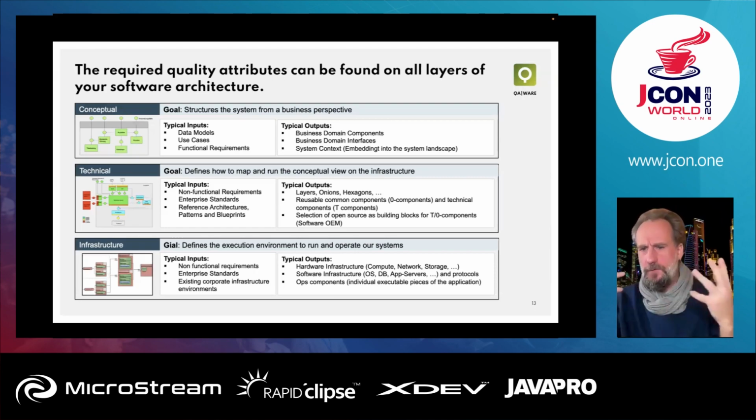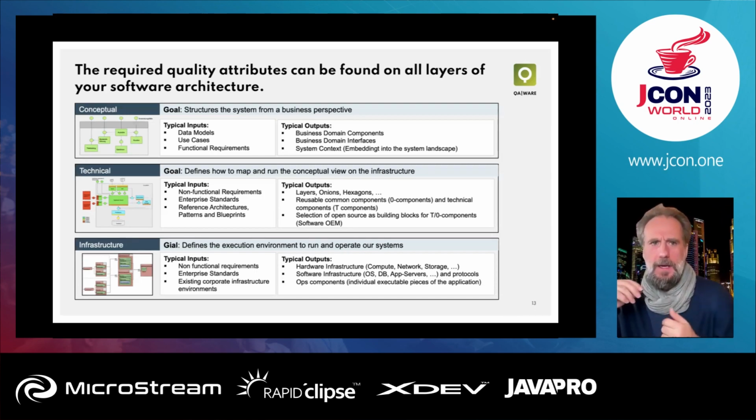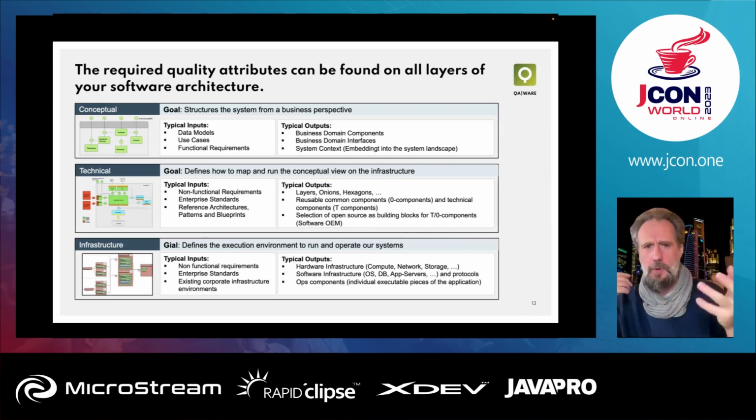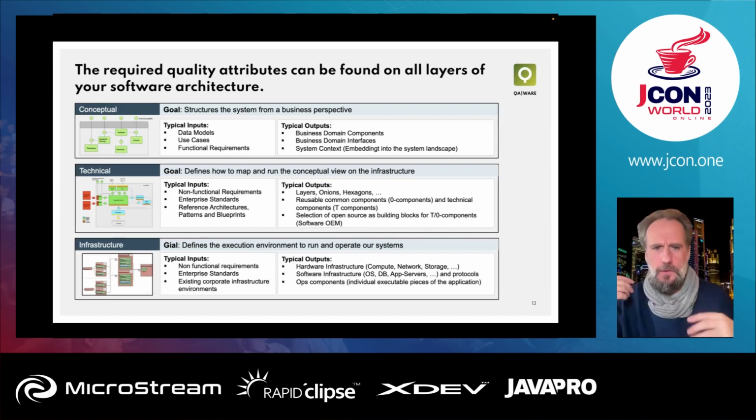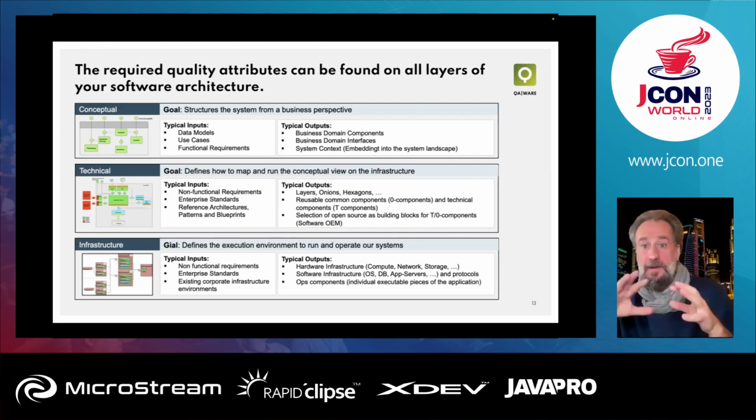What kind of software infrastructure do I have? What type of protocols do I use? How do I handle storage and networking and compute and all that? And also on a conceptual level, I think quality attributes apply, because on the conceptual level, you think about the data models, you think about the use cases and also functional requirements. And that influences the domain boundaries.